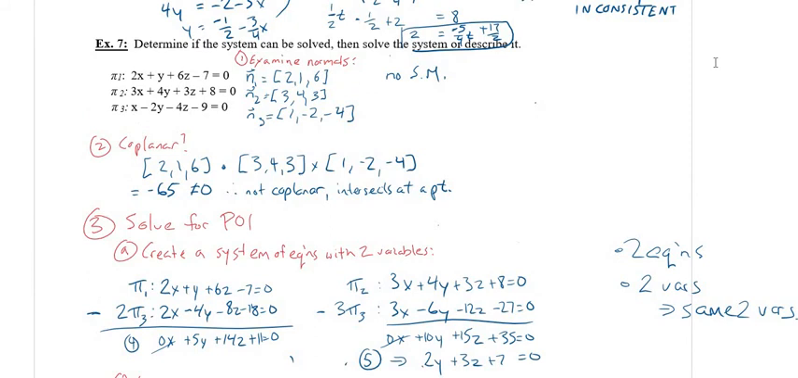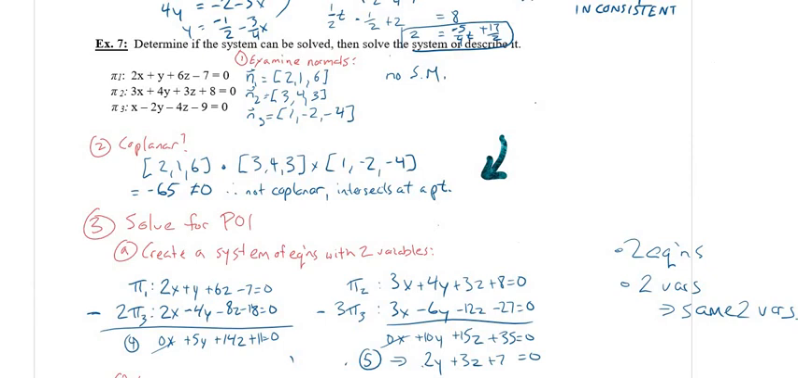All right, so we have one more example here. And again, it says determine if the system can be solved, then solve the system or describe it. So we're going to start as usual, examine the normals, write them out, see if we have any scalar multiples in the bunch. And in this case, we have no scalar multiples, which means we can have no parallel, distinct, or coincident planes. So now we've gotten rid of 3 of the options, but we need to narrow it down more.